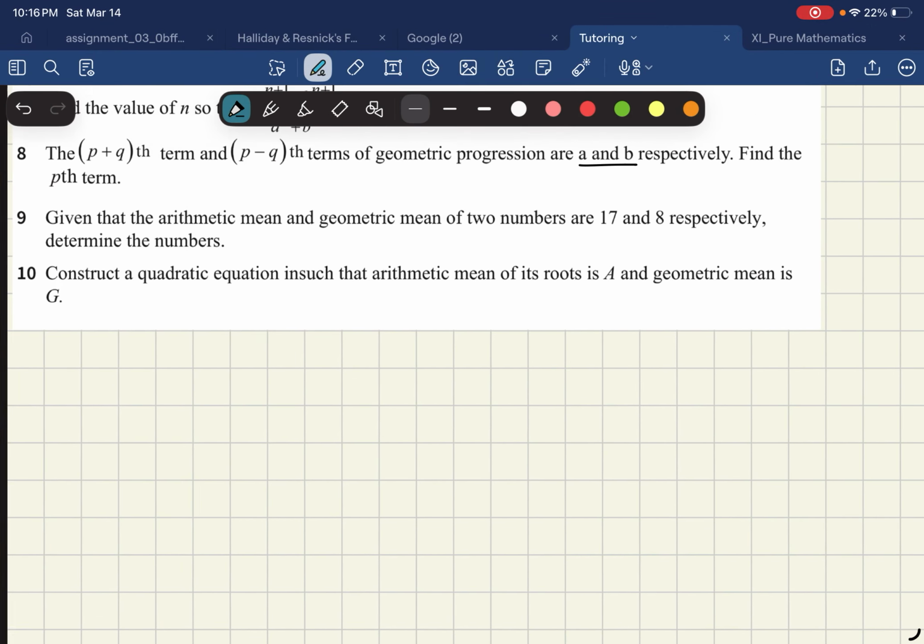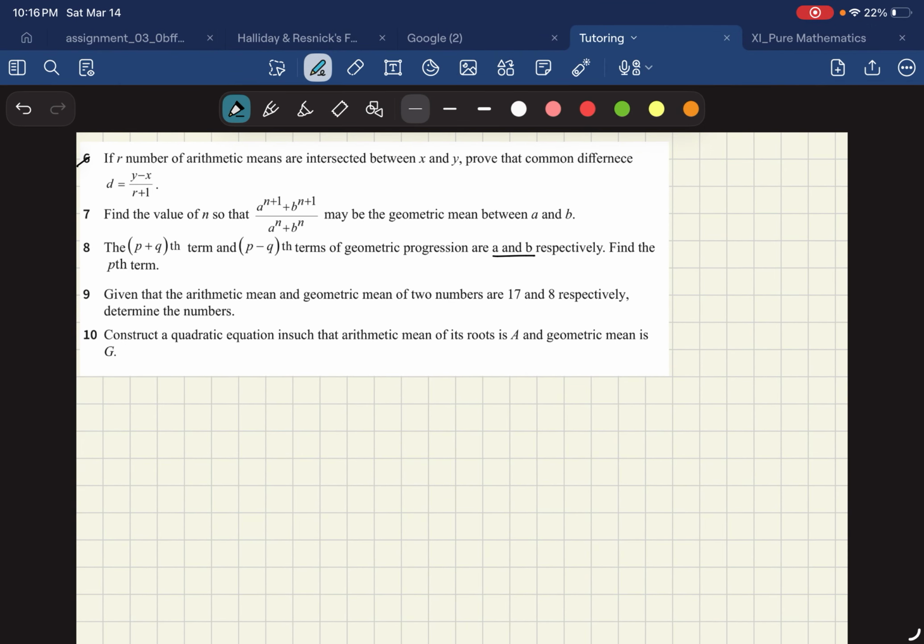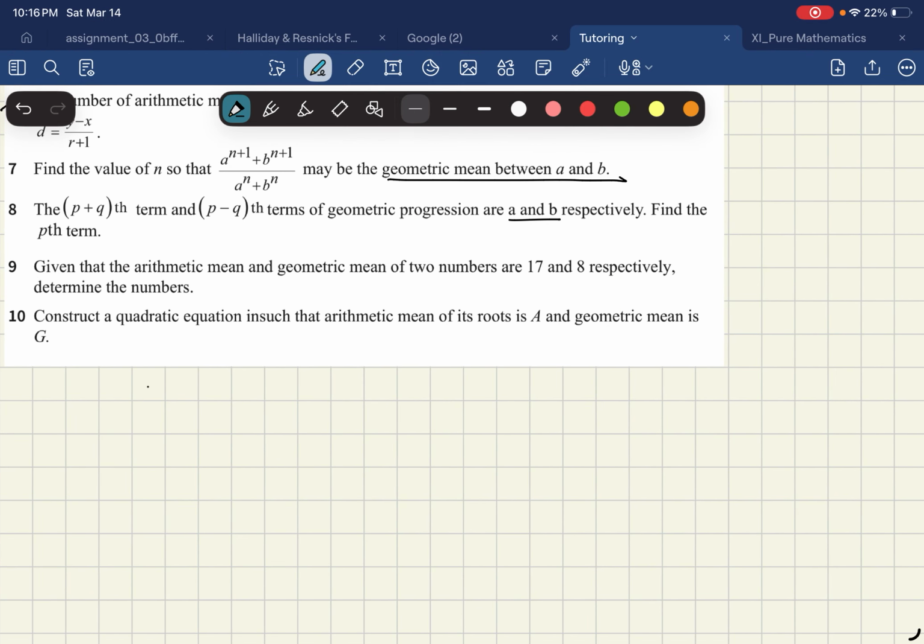So in this video, we're going to finish off some questions related to arithmetic and geometric mean. So question 7, it says find the value of n so that this may be the geometric mean between a and b. So the geometric mean, g, between a and b is equal to the square root of ab. And g is given to be a to the power n plus 1 plus b to the power n plus 1 divided by a to the power n plus b to the power n.